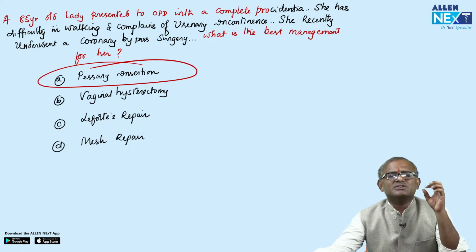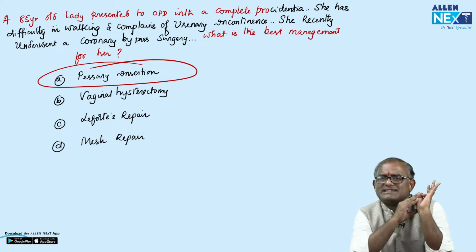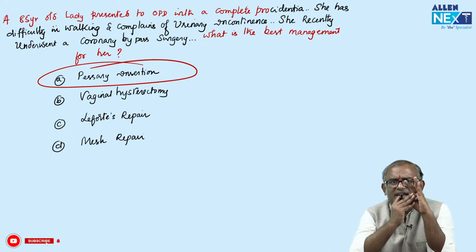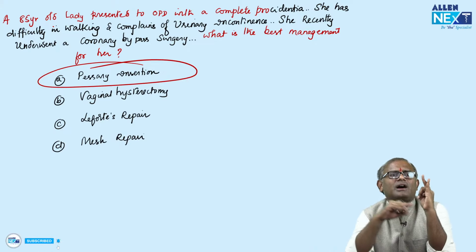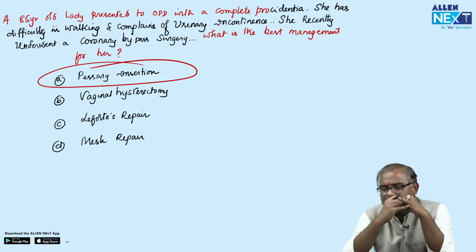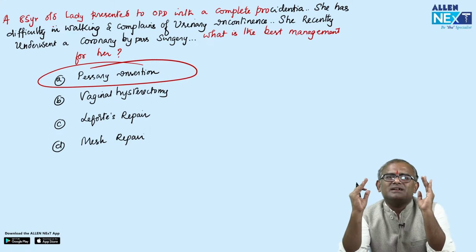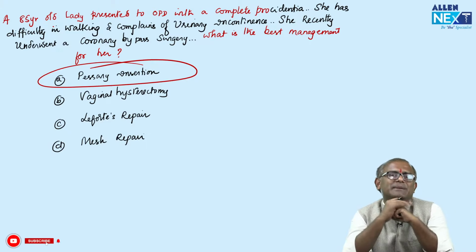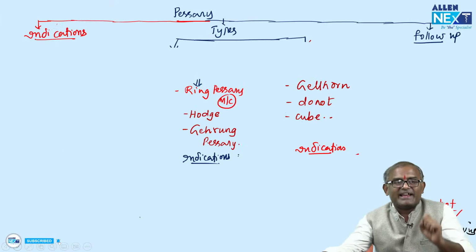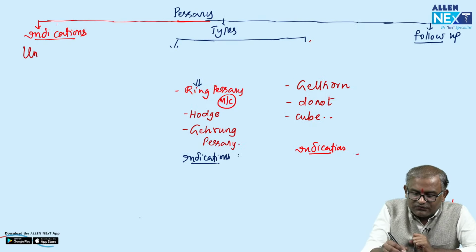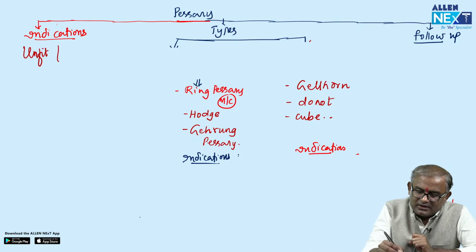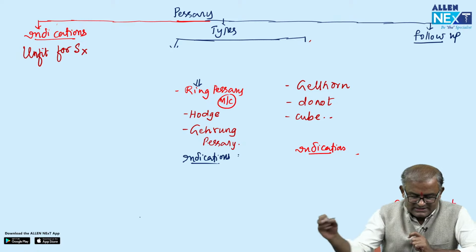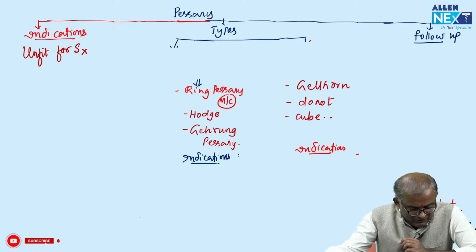Pessary insertion. So a woman who is unfit for surgery, does not want surgery, is avoiding surgery, or has prolapse in pregnancy or postpartum, or to manage healing of the decubitus ulcer. These are the 5 golden indications for pessary. Please make a note of it. So 5 golden indications, that is unfit for surgery.